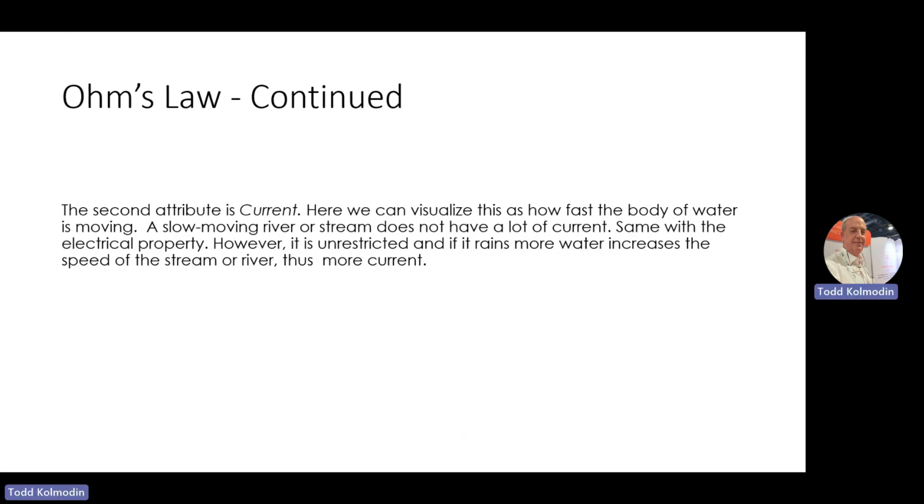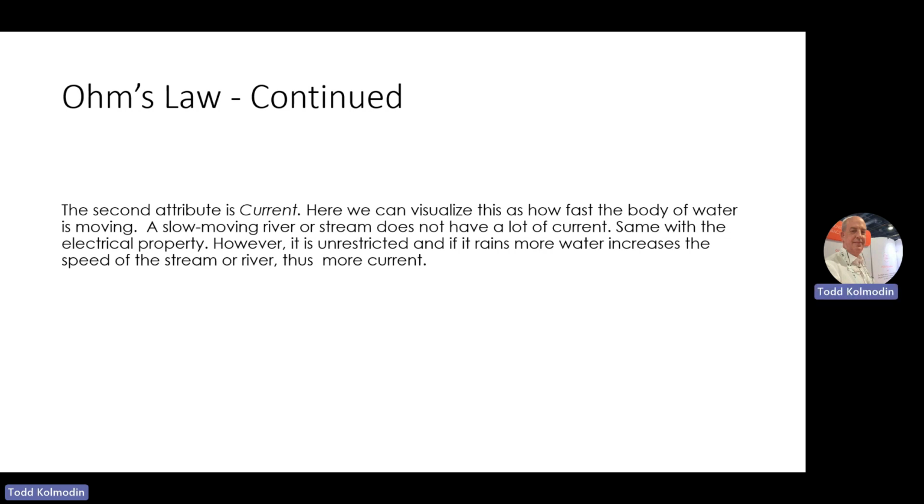And then when we talk about the second component of it, we talk about current. And here we can visualize current as the speed at which the body of water is flowing. A slow-moving river, for example, doesn't have a lot of current. Same with the electrical property current. However, this is unrestricted, and if it rains, more water is introduced to the basin or the river, and the speed of the stream or river increases, thus more current.